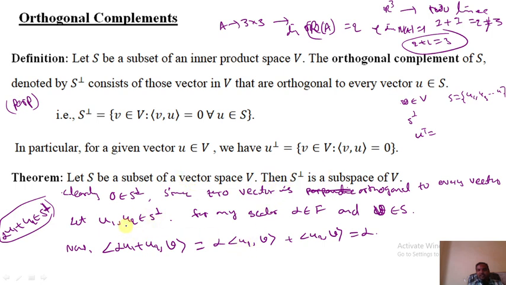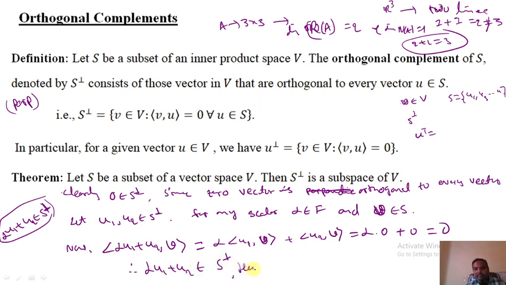S perp is a subset of V, so its vectors belong to V also. The small v is also a vector in V. But S perp means orthogonal to every vector in V, so the inner product of u1 and v is 0. Similarly, u2 in S perp is orthogonal to every vector in V. So 0 equals 0, and therefore alpha u1 plus u2 belongs to S perp.